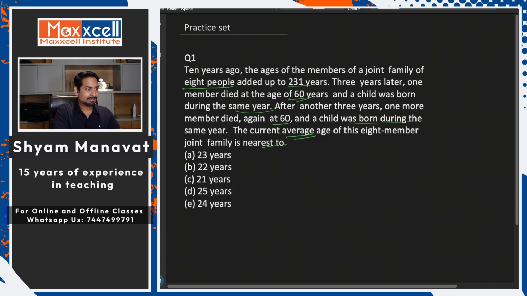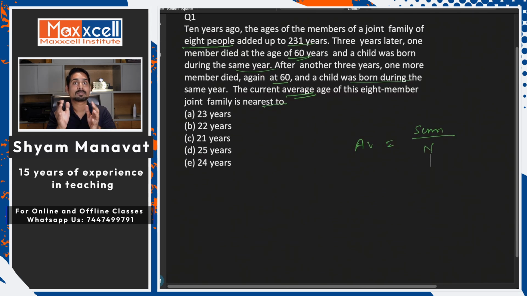Well, for average we can apply this condition and get the sum of values. What is the formula of average? Average formula is sum of observations by number of observations, right? Let's find the sum of observations, the sum of age of 8 members of the family. So here it says 10 years ago and the question said find the current average. That means find the average now at present. So if we start 10 years ago, the total age of the 8 family members was 231.